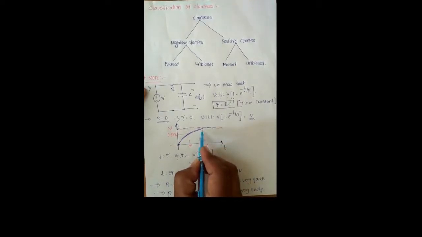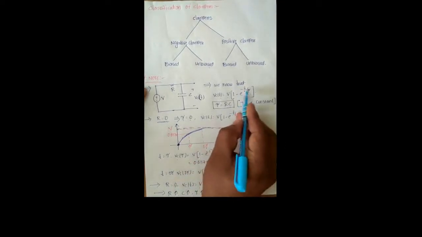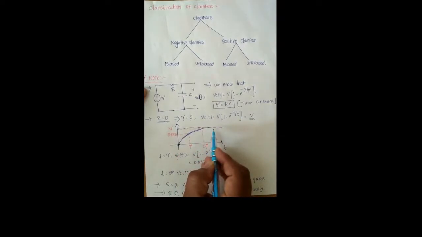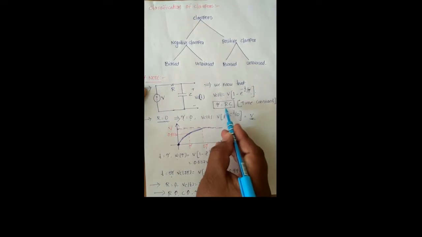For example, we consider t equal to infinity. At that time we get Vc of t equal to V volts, but practically infinity does not exist. So with respect to this explanation, we conclude that the capacitor can store the maximum input voltage, and it will require a time equal to 5 tau seconds.